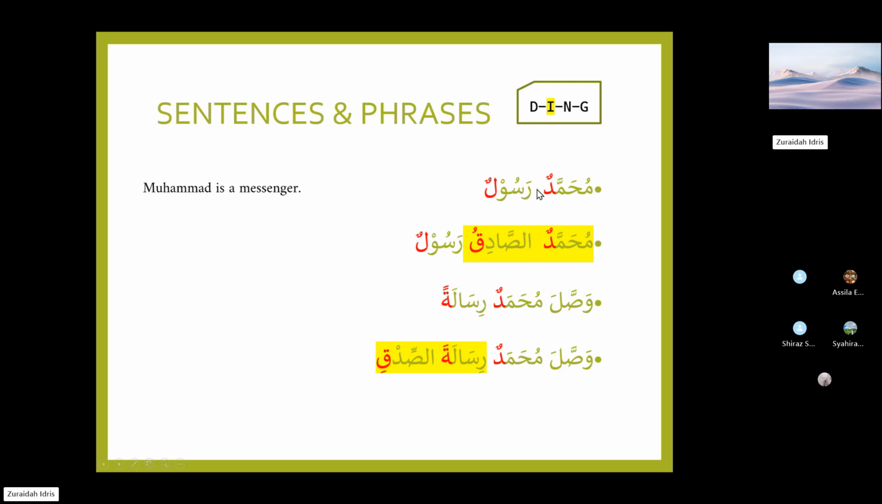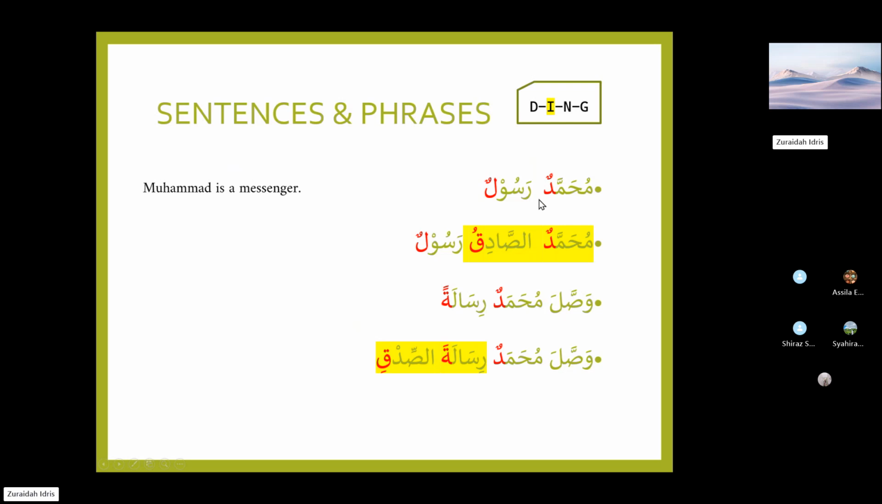Now, why did I say is? This is one of the rules that you just need to absorb and remember. When you have an isim and another isim that match in I, N, and G, meaning the Irab is the same, both are marfu; the number is the same, both are singular; the gender is the same, both are masculine; but one is definite and the other is indefinite, then this is a sentence with an is in between.